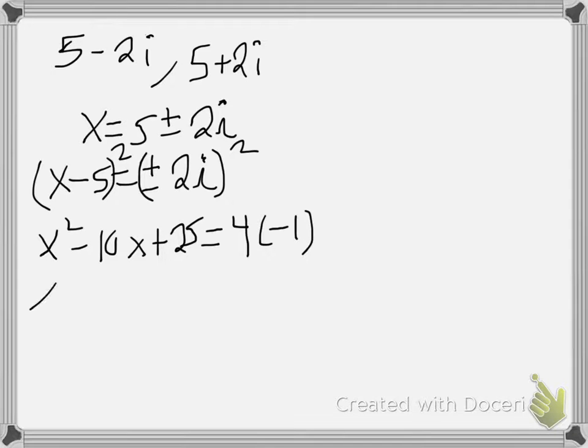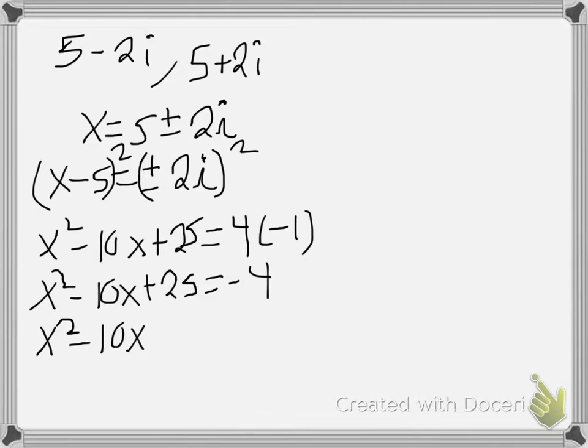So I'm going to have x squared minus 10x plus 25 is equal to negative 4. Move that over. x squared minus 10x plus 29 is equal to 0. So here is a factor, x squared minus 10x plus 29. I know that this is a factor of that big long polynomial.